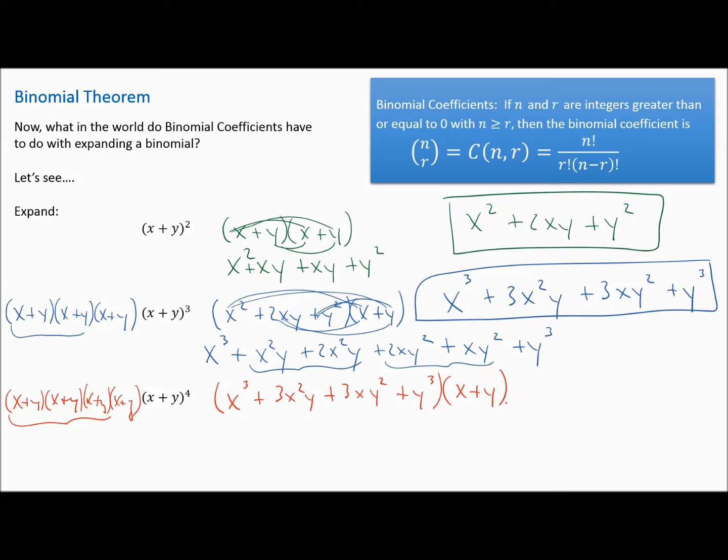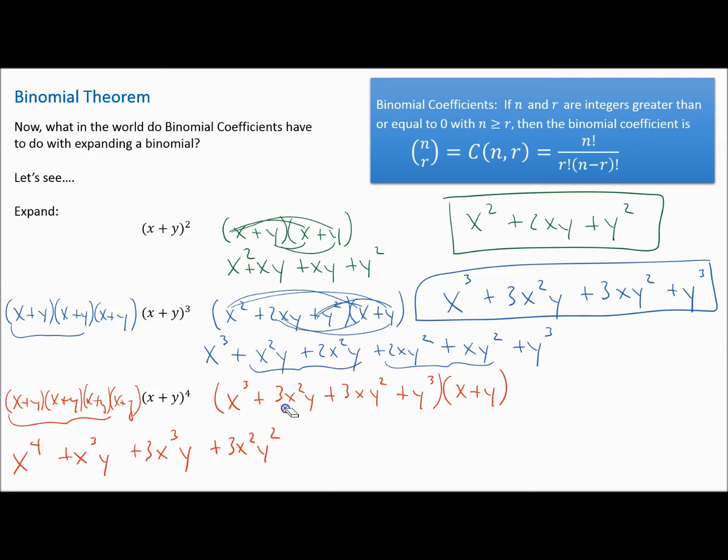But that's a lot of work. Matter of fact, I'm going to move to the far left to do it. So when I multiply x to the third times x, that's x to the fourth. When I multiply x to the third times y, it's going to be x to the third y. So I've done the first term. Now I'm moving over to this term. 3x squared y times x is 3x to the third y. And then 3x squared y times y is going to be 3x squared y squared. So I've handled the second term.